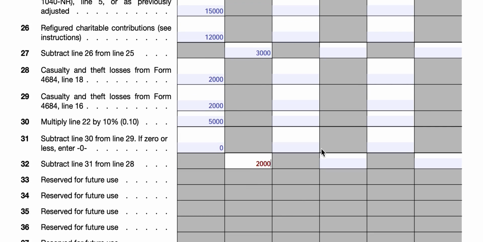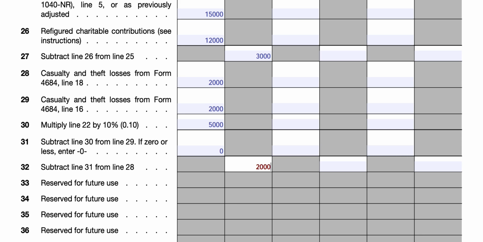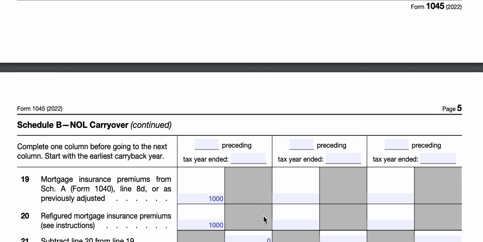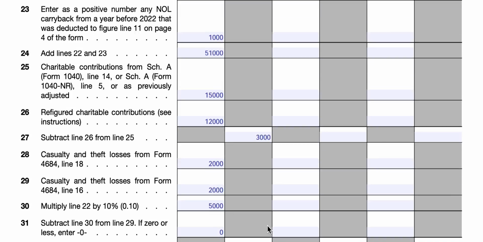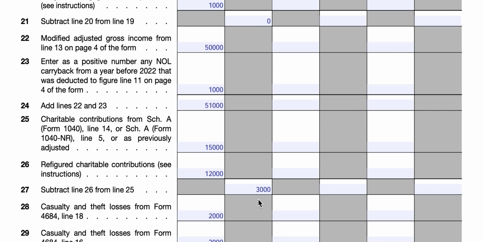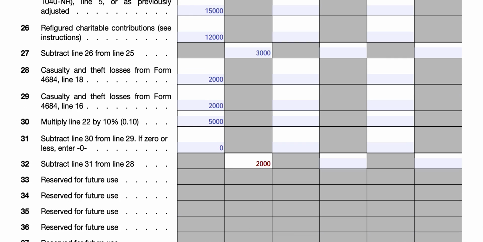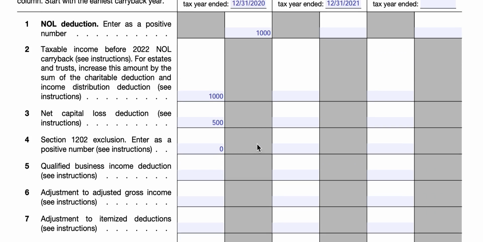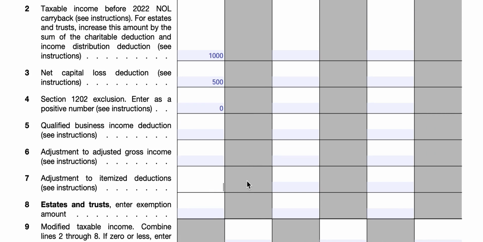And then just below, apologize for this, line 38 says combined lines 18, 21, 27, and 32. So lines 18, 21, 27, and 32 would go here. So that's 5,000, 7,000. That would go in line 38, and you'll enter this amount here and then on line 7. So line 7 is the adjustment to your itemized deductions for this year. So we would carry that to here.